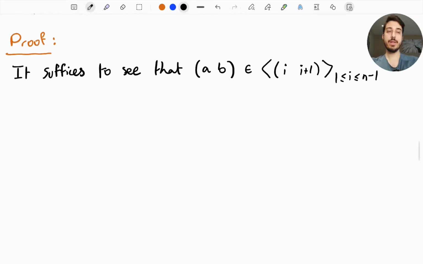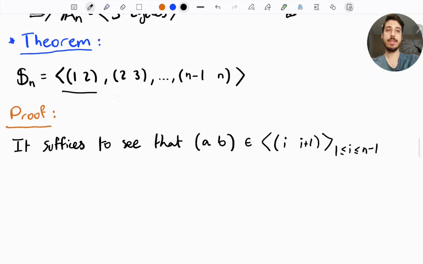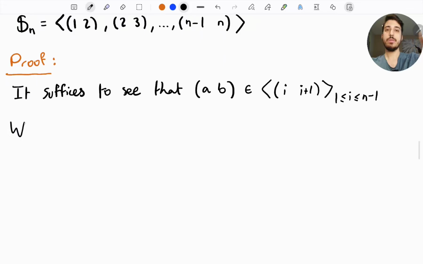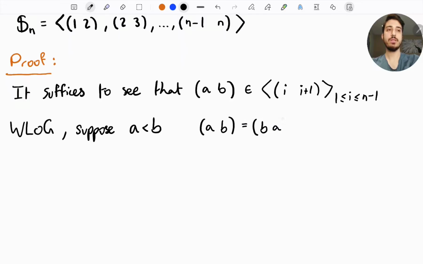So let us prove now that a transposition (a b) is a member of the subgroup generated by (i i+1), where i ranges from 1 to n minus 1. So basically exactly what I wrote here, the consecutive transpositions. So WLOG, saying that without loss of generality, we suppose that a is less than b. Because if b was less than a, then that's just the same transposition, just reverting the order. So (a b) is equal to (b a). We know that the order does not matter in a transposition.